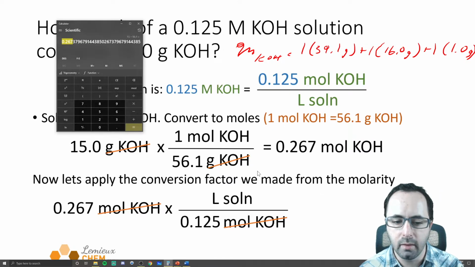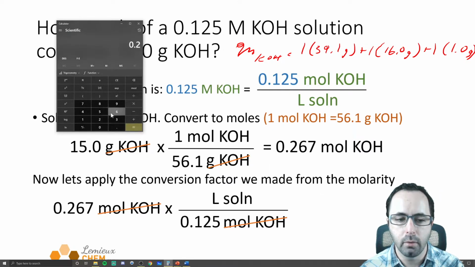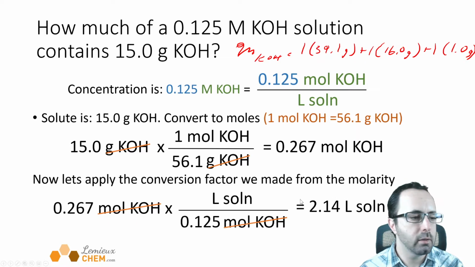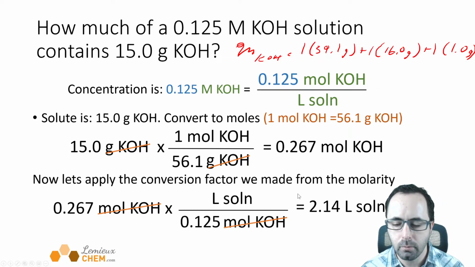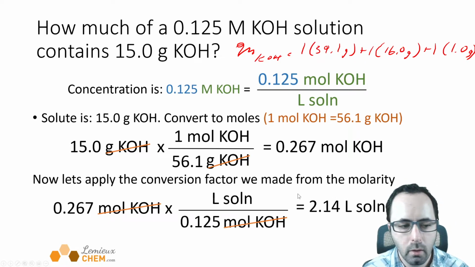And now let's calculate. 0.267 divide by 0.125 equals, and we get about 2.14 to 3 sig figs, 2.14 liters of solution. Okay, so that's how you do that kind of problem.